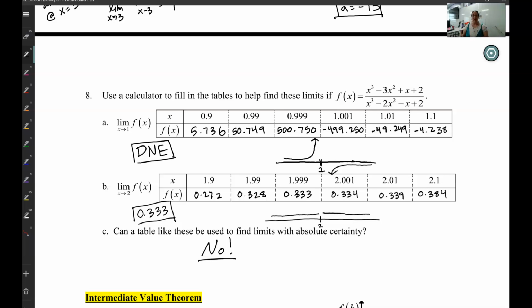So that is approximating limits using a table. In the last video, we'll talk about the intermediate value theorem.